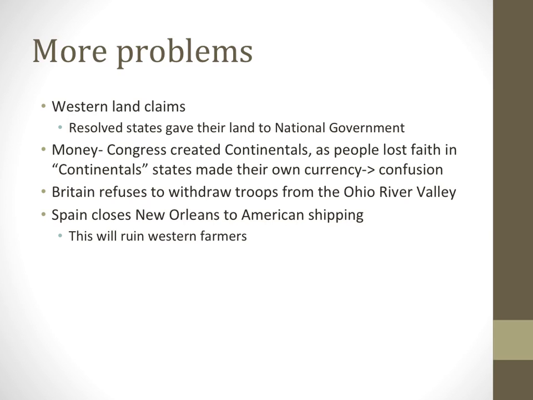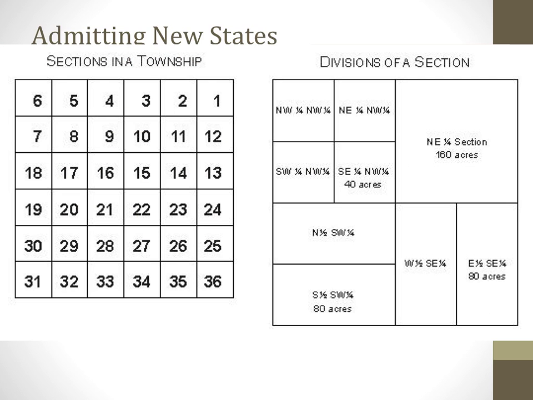Well, if they do not have access to New Orleans, that shuts down Western farmers' ability to sell their produce around the world or even in the eastern United States. And so Spain is showing that the United States is weak. We don't have to do this. And so this causes a big problem for the United States and these Western farmers.